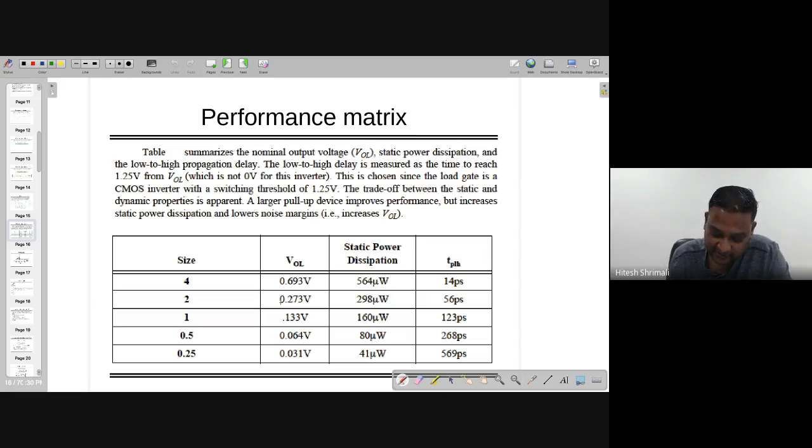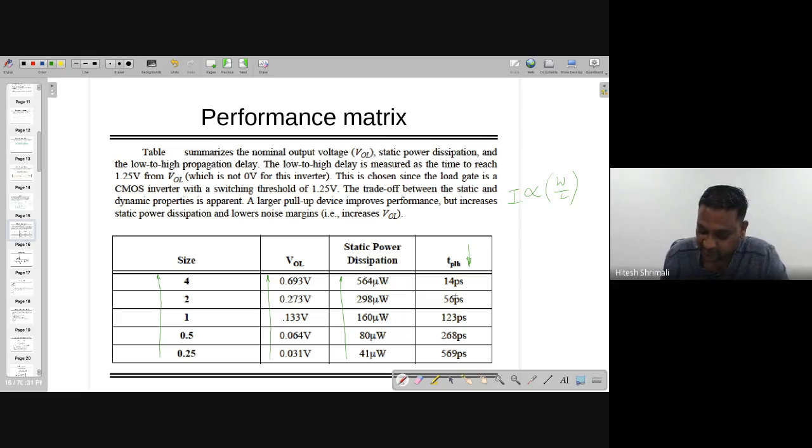Now, along with that, as VOL is increasing with W by L of the PMOS, the current requirement is also increasing, right? Because current is directly proportional to W by L. So as current increases, at the same time TPLH is actually reducing. If you are going upside, you can say that TPLH is reducing. For a smaller value, it was 0.69 picosecond. As it is 4, it becomes 14 picosecond. Right? So it's a trade-off, and you have to find out.